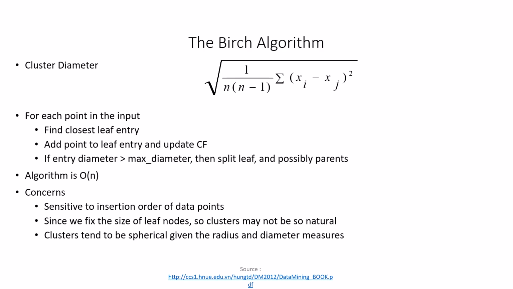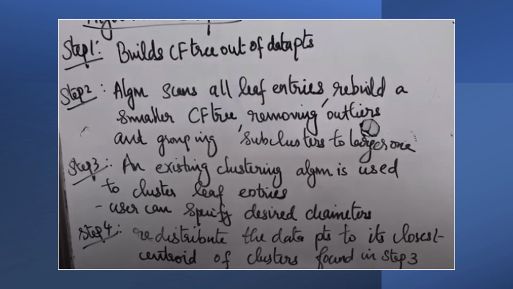Moreover, if the clusters are not spherical in shape, BIRCH does not perform well because it uses the notion of radius or diameter to control the boundary of a cluster. The concerns about this algorithm: first, it is very sensitive to the insertion order of data points. Second, since we fix the size of the leaf node, clusters may not be so natural. Third, the clusters tend to be spherical given the radius and diameter measure.